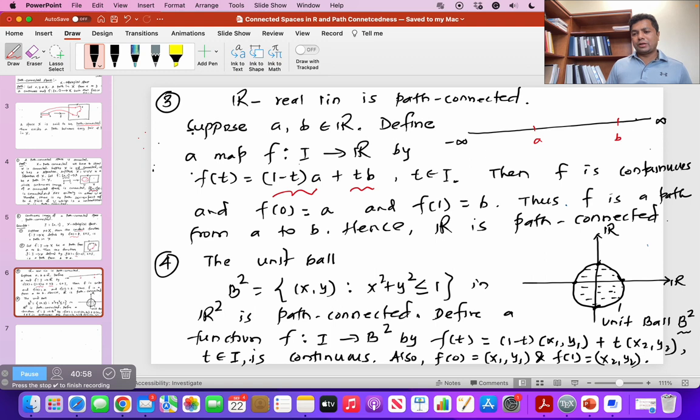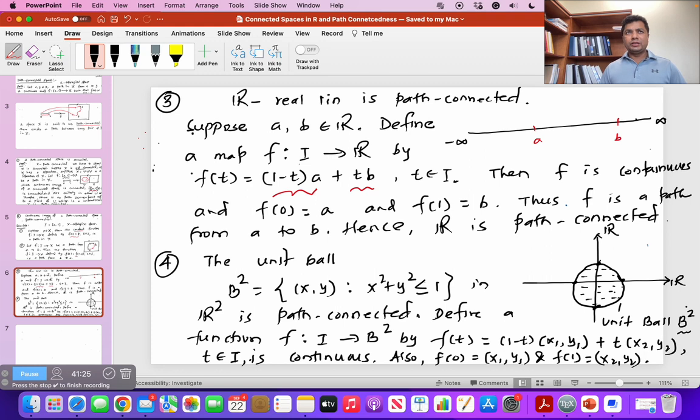These (x1, y1) and (x2, y2) are two arbitrary points in this ball. Since there is a path for those two arbitrary points, that means there is a path for every pair of points in this ball. So the unit ball B2 is path connected in R2.